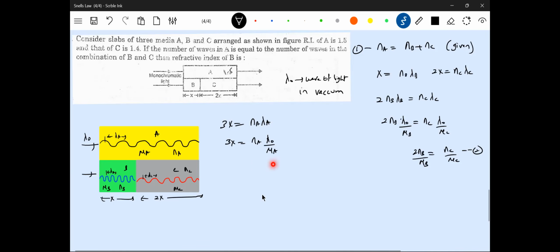Now, what is x equal to? We have this particular relationship. So here, let me write x is equal to 3 into NB lambda B, equal to NA lambda naught by mu A. Lambda B is equal to lambda naught by mu B. Three NB.